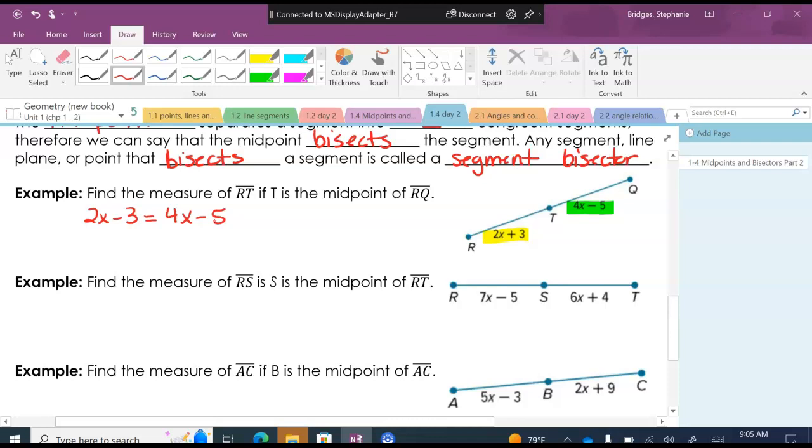Well, you want to get the X's on one side and get the stuff without an X on the other side. If it helps, remember your equal sign is like your fence. You want your X's on one side of that equal sign. You want everything else on the other side. It did not write, so let me put it up here.